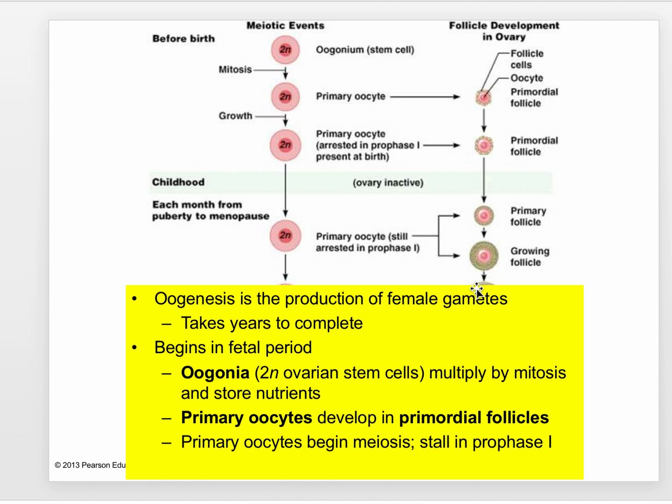So let's look at it. Oogenesis is the production of female gametes. Gametes are the female sex cells. It takes years to complete. It begins in the fetal period.